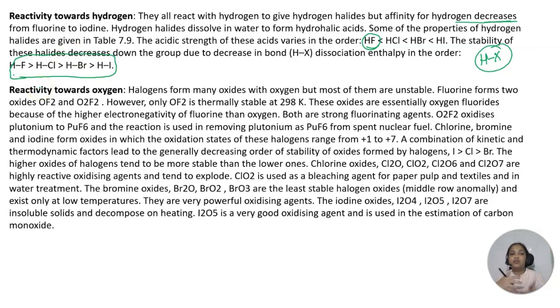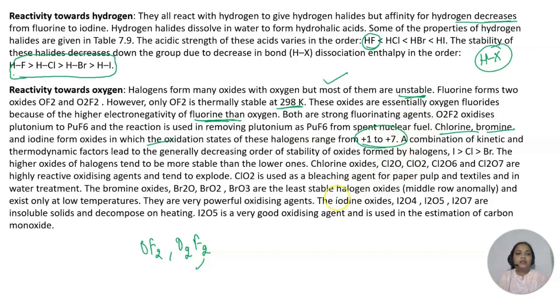All right, and if I am talking about the reactivity towards oxygen, they form many oxides with oxygen, but most of them are unstable. Fluorine forms OF2 and O2F2, but OF2 is the only one that is thermally stable. So these are oxygen fluorides, because of the high electronegativity of fluorine. So this you should note. And chlorine, bromine and iodine form oxides in which the oxidation state will be from +1 to +7.